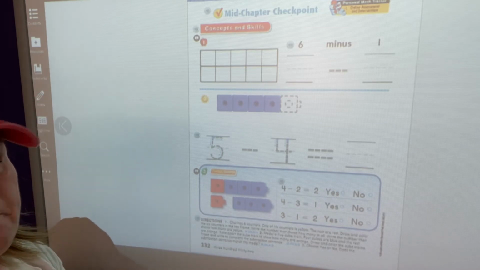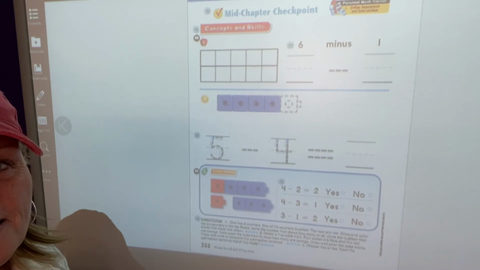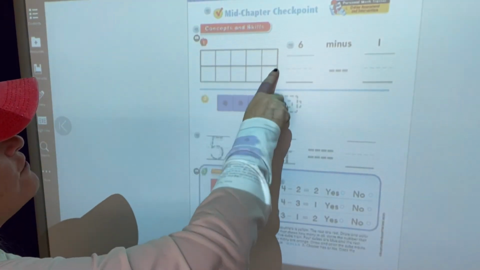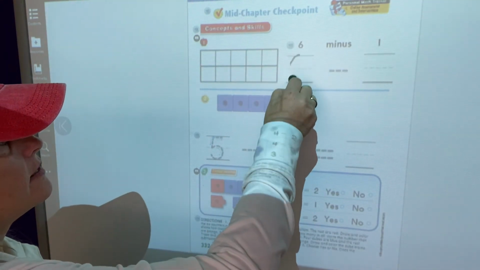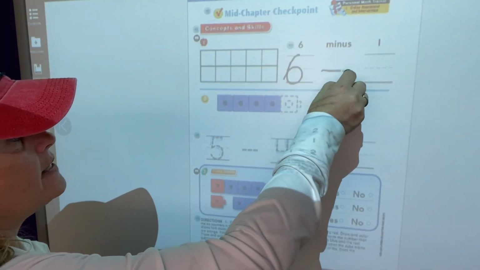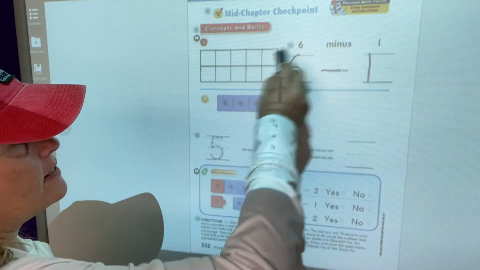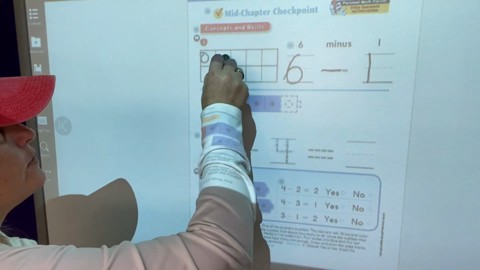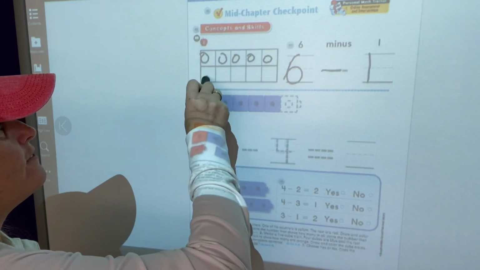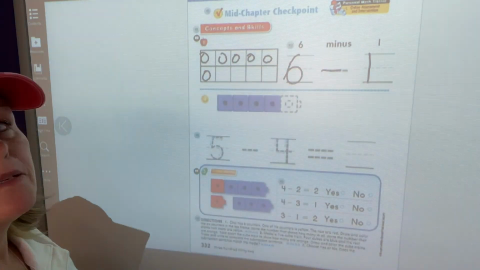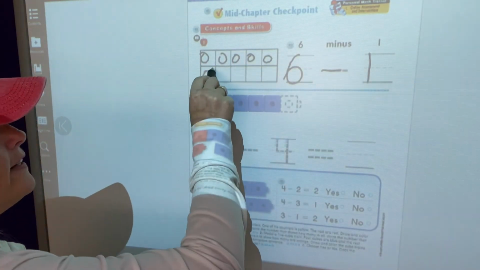Are you ready? Okay, remember what this is? I hope so. It's a 10 frame. So we're going to start with 6. And we're going to minus 1, it tells us. So let's draw our 6 counters. 1, 2, 3, 4, 5, 6. And we need to minus or take away 1.